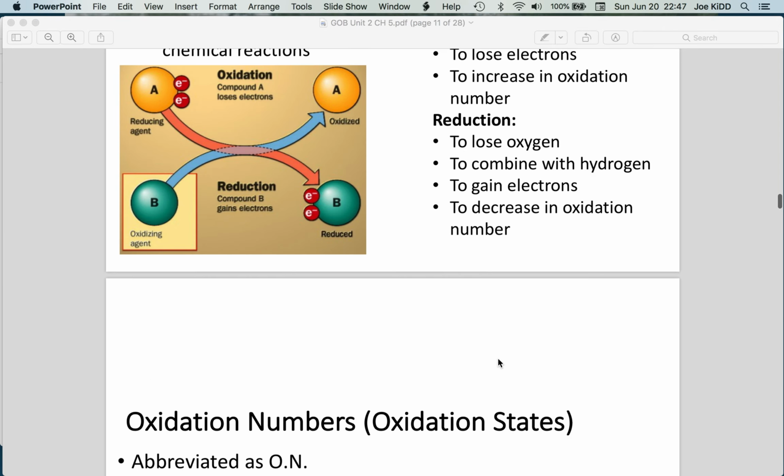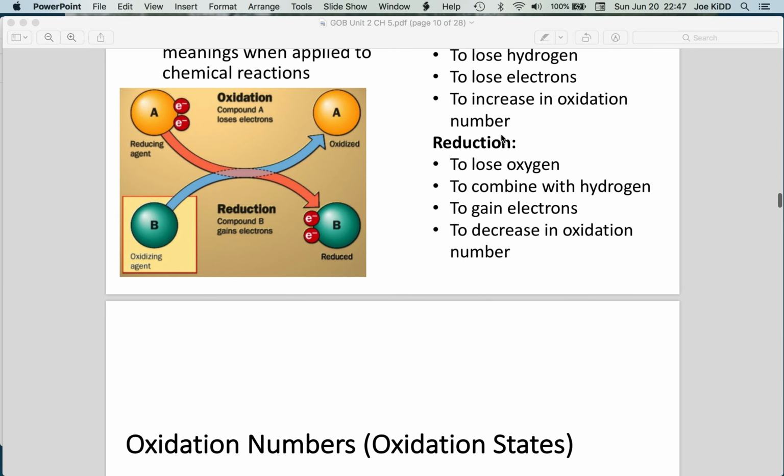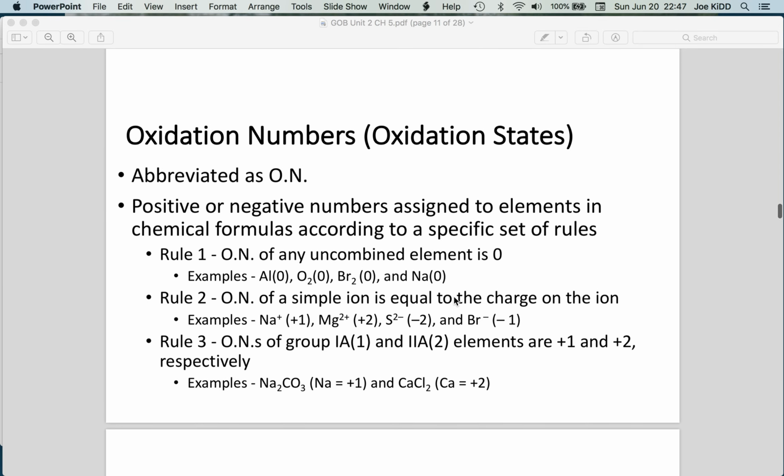So we talk about this increase or decrease in oxidation number. Oxidation number, also called oxidation state, again, depending on the resource that you're looking at. In our textbook, they abbreviate it as ON. So if you're reading and you're confused what the heck ON means, they're just talking about the oxidation number.